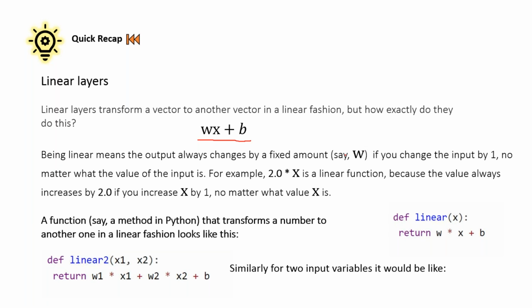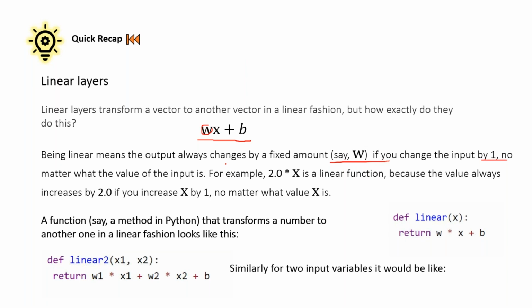So that means basically we always change the output by a fixed amount, let's say w, right? If you change the input by 1, no matter what the value of input is, we will always have the same change, the w is actually fixed. That's my weight. So if you see in our previous equations where we calculated ht equals to Wxh into x plus Whh into ht minus 1 plus bias, that was my primary equation.